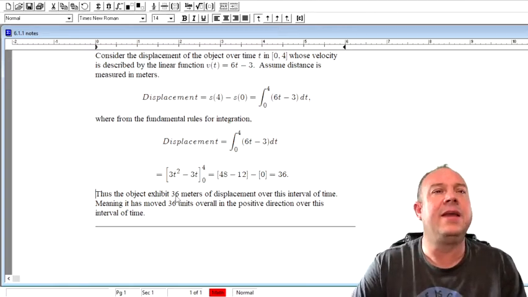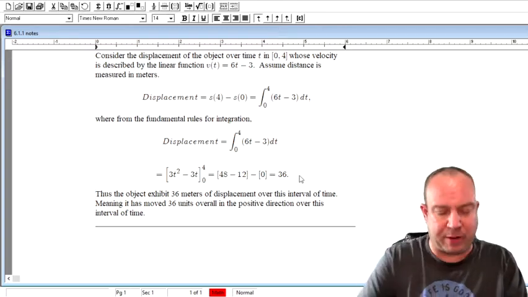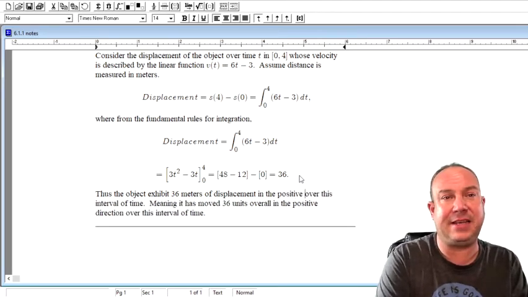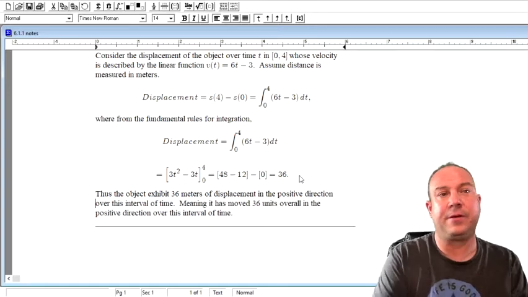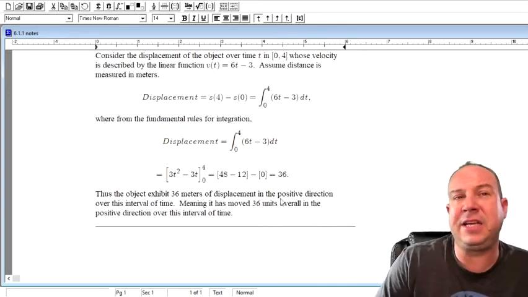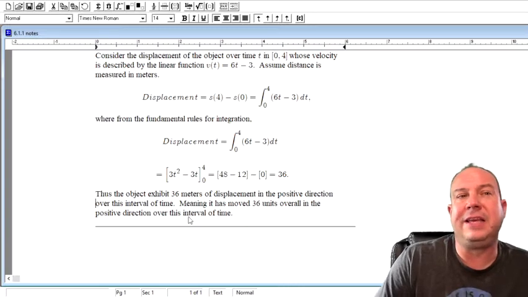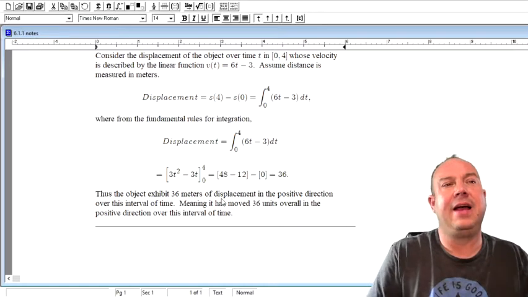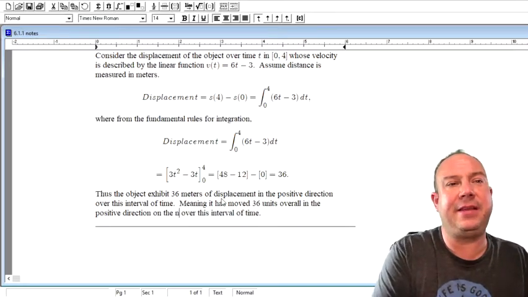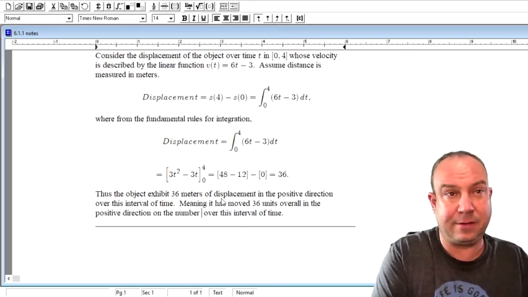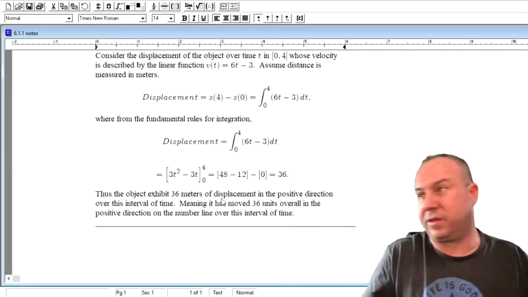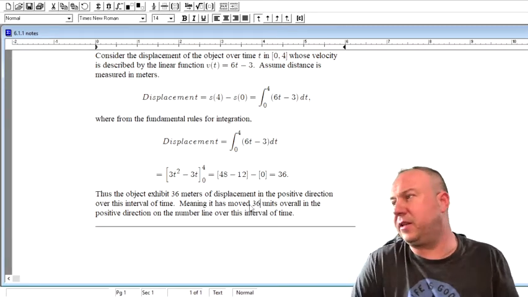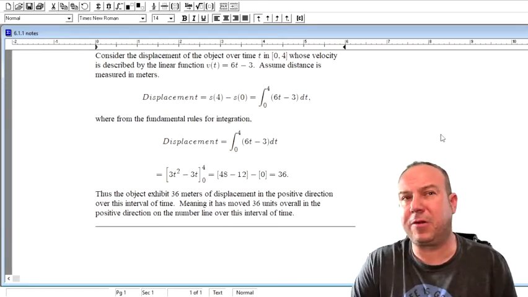Thus, the object exhibits 36 meters of displacement, we might say here, in the positive direction, right? Is how we might state that out. Meaning it's moved 36 units overall in the positive direction over this interval of time, right? On the number line, over this interval of time. Let's put that in there to be a little clearer, all right? So that's all we're calculating for displacement there, folks, all right?